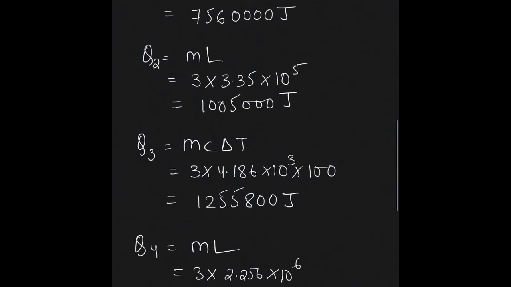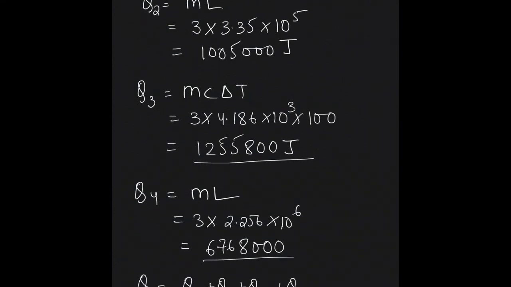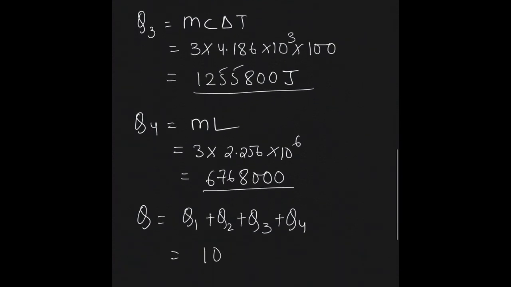So the total heat involved will be simply the addition of all the terms, Q1 plus Q2 plus Q3 plus Q4. Let's add. Now Q1 is 756 and 4 zeros plus 1005000 plus 1255800 plus 6768000. So if I do the full calculation, here I am getting 10497600 joule.